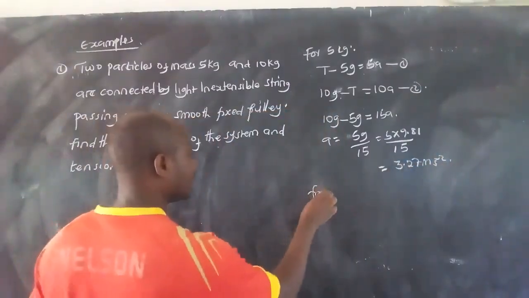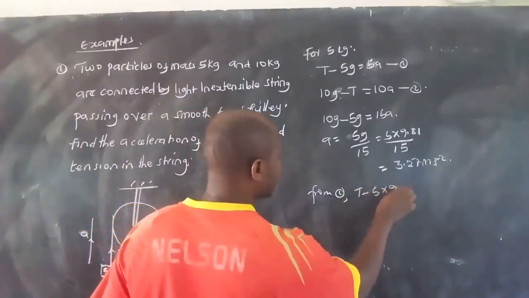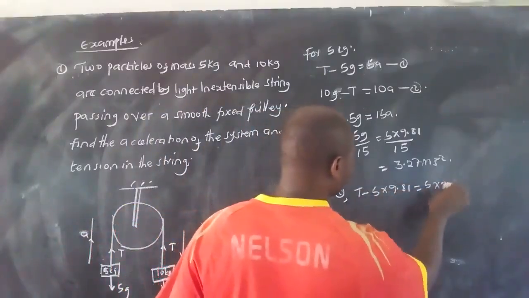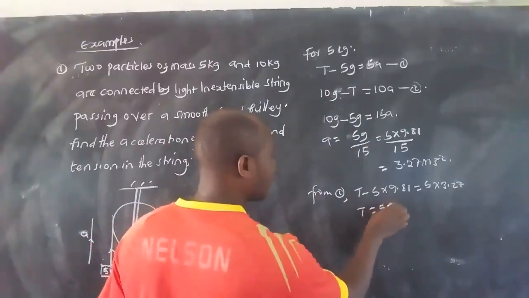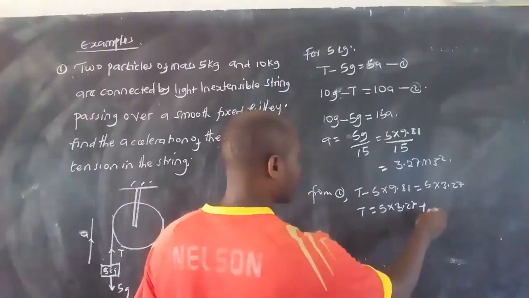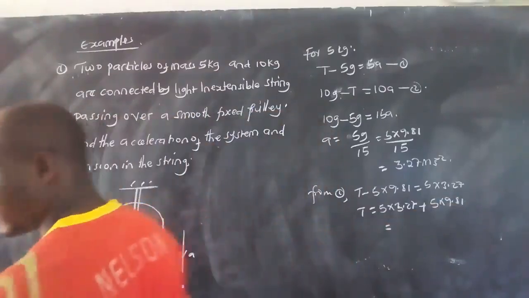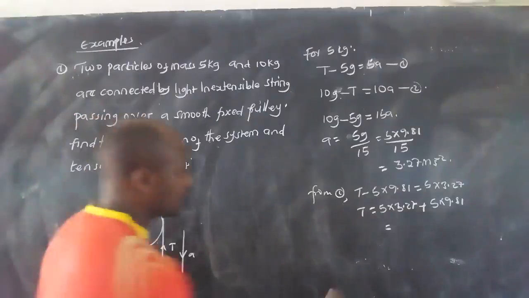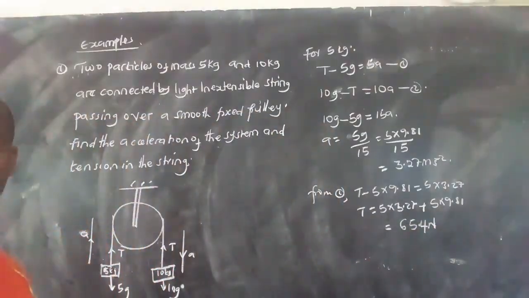So from equation 1, we substitute: T minus 5 times 9.81 is equal to 5a, that's 5 times 3.27. So our T will become 5 times 3.27 plus 5 times 9.81. What will be our tension? Our tension becomes 65.4 newtons. That is the first one, the first example.